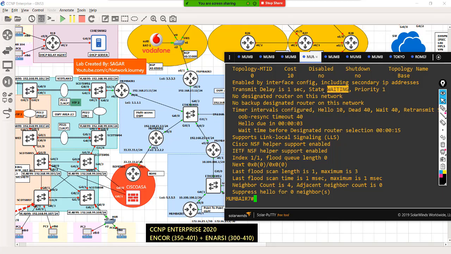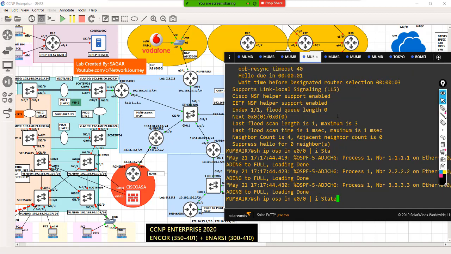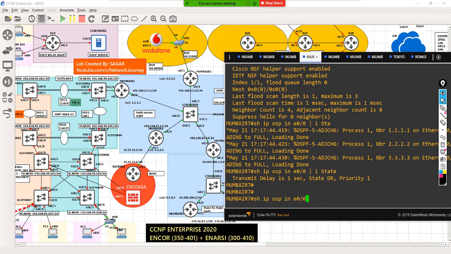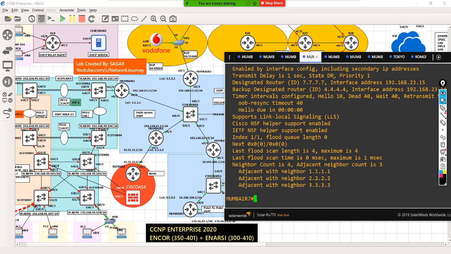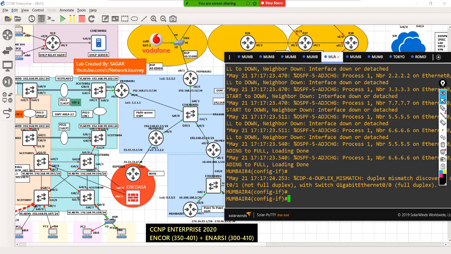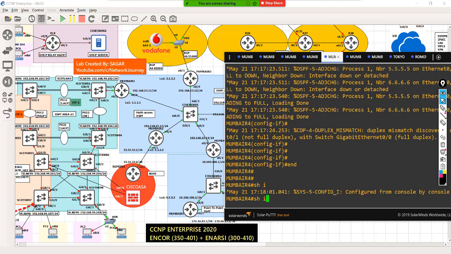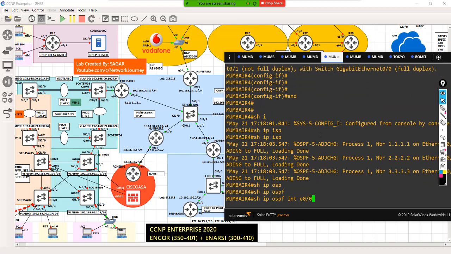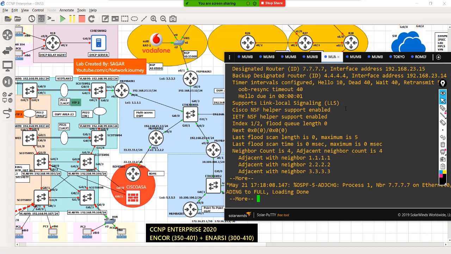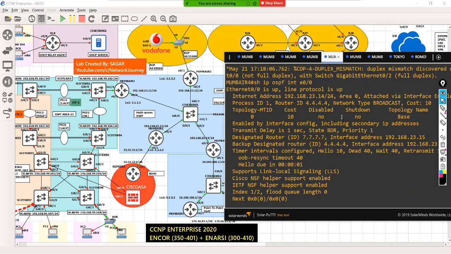Okay, so looks like they are getting re-elected. As of now, it's under the waiting state. Okay, now it has taken the DR election. So now this router 7.7.7.7 has taken the DR election. Fine, that's great. What about the BDR? I hope this is going to be the BDR. Yeah, so this is a BDR now.